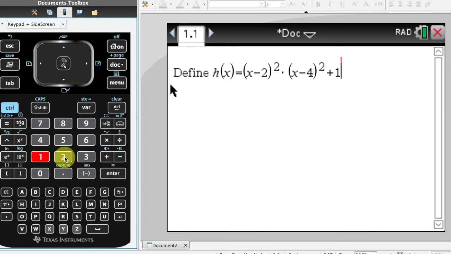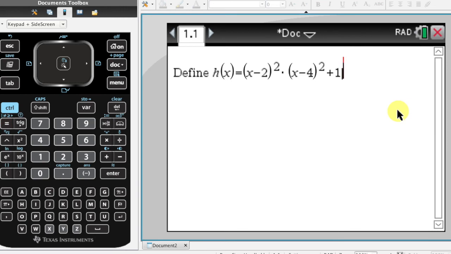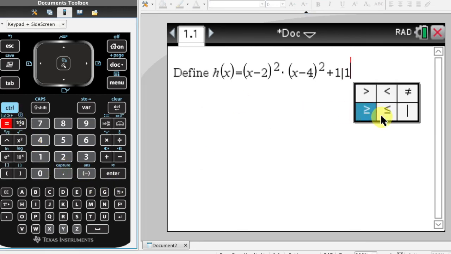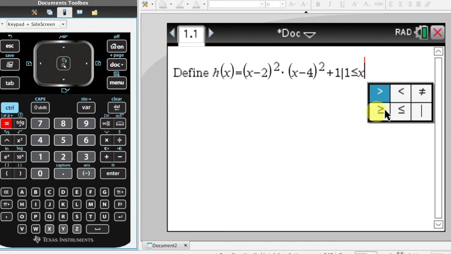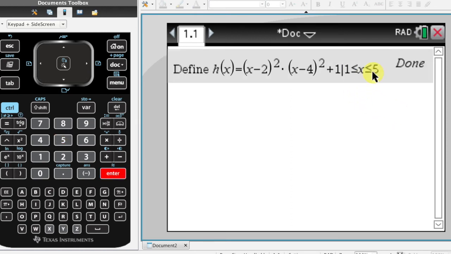But there's also a domain restriction, so I'm going to put that domain in. So given that, x is going to be between 1 and 5. And you'll notice that the domain restriction from the original question had square brackets, and therefore that tells us that we're including the 1 and including the 5, hence these symbols. So there it is defined.